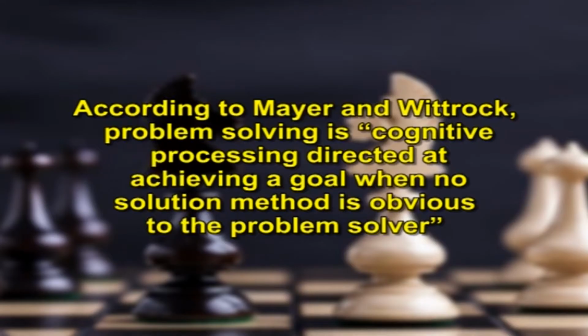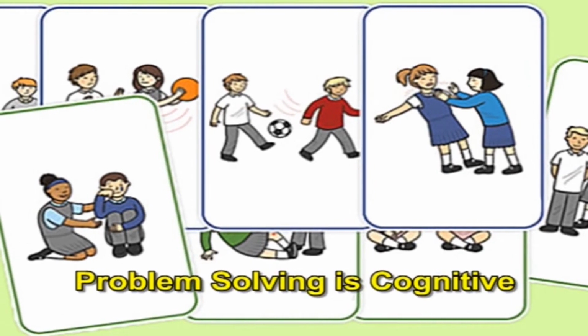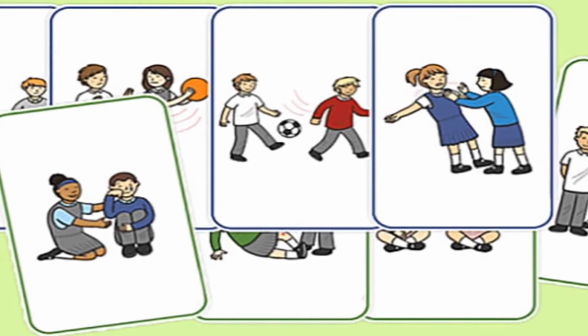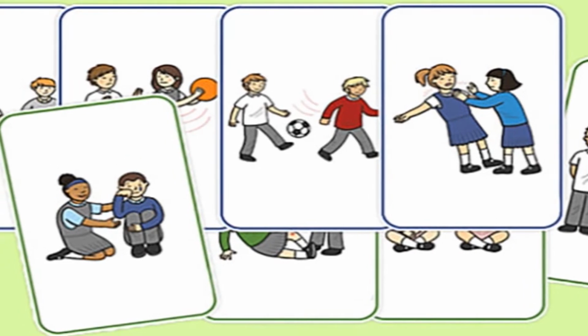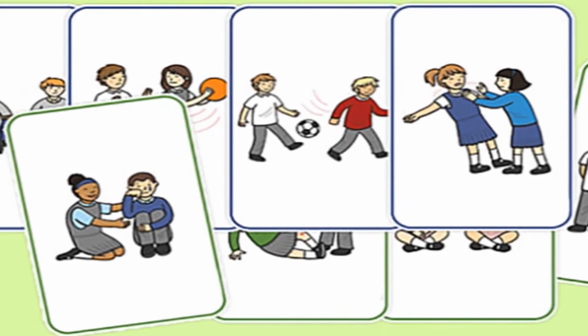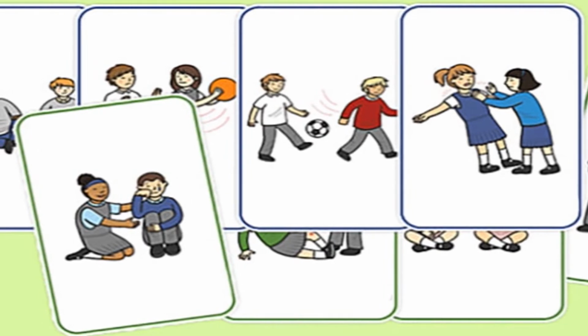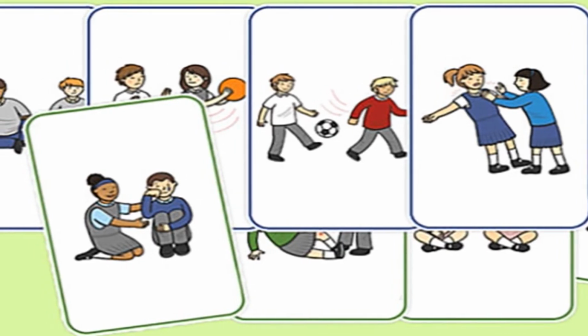According to Mayer and Wittrock, problem solving is cognitive processing directed at achieving a goal when no solution method is obvious to the problem solver. This definition consists of 4 parts. Number 1, problem solving is cognitive, that is, problem solving occurs within the problem solver's cognitive system and can only be inferred from the problem solver's behavior.